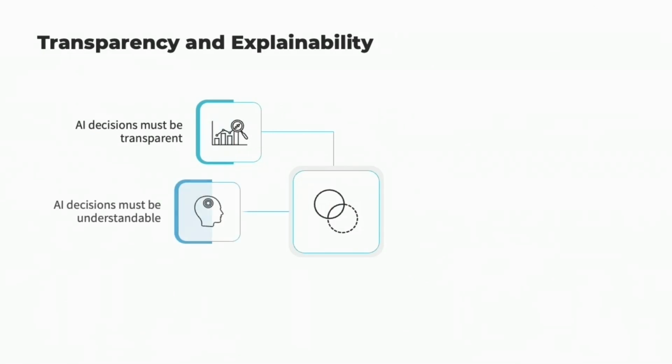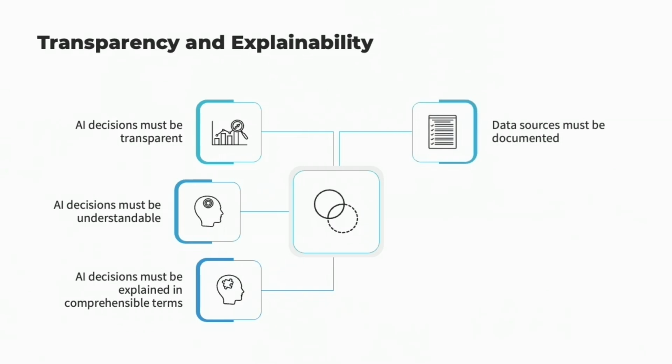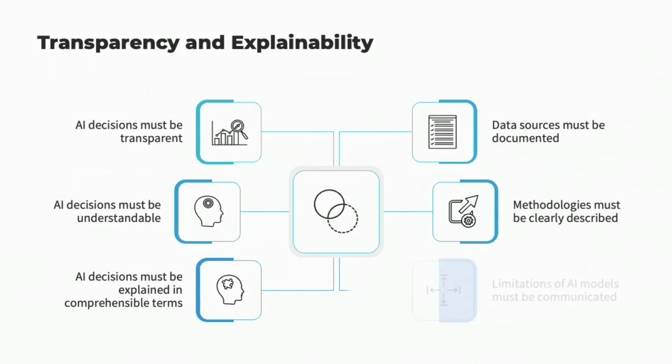AI decisions should be transparent and understandable to users and stakeholders. This can be achieved by using tools that explain AI decisions in comprehensible terms, documenting data sources, methodologies, and communicating the limitations of AI models.